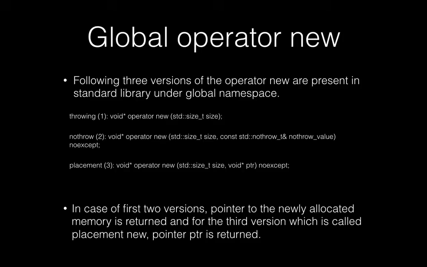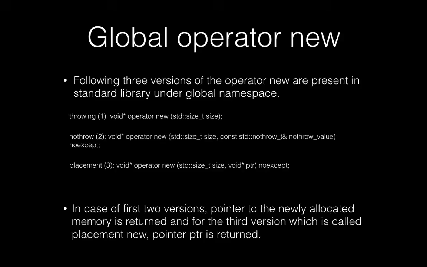So let's see what the global operator new is. There are three versions of operator new present in the standard library since C++11, and they are present in the global namespace. Here you can see the signatures of the three operator new functions available.